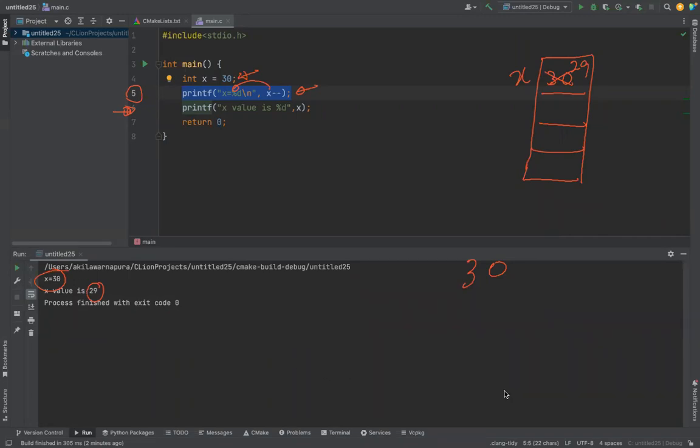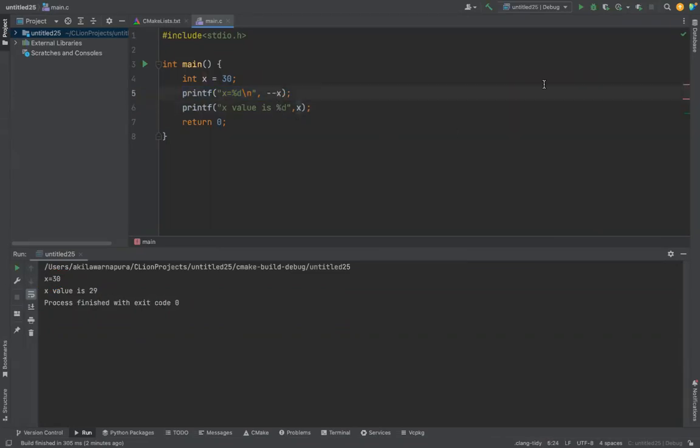Okay. Now I'll explain the prefix operator. So this is the decrement prefix operator. When you run this program, it is same as the previous one. So memory slots available. Let's say this is the x variable. When you execute the line number 4, x is 30.